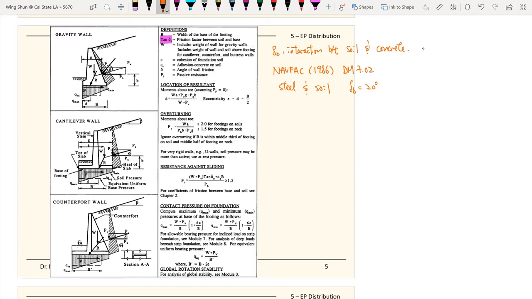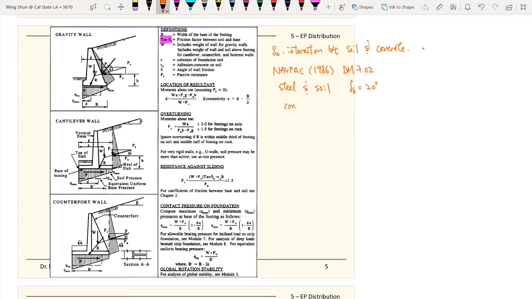Remember your direct shear test: when testing against sand, depending on the density, we got friction angles in a range of about 30 to 40 degrees. So you can expect that for sand. And for soil on a smooth surface like steel, the 1986 reference recommends 20 degrees.